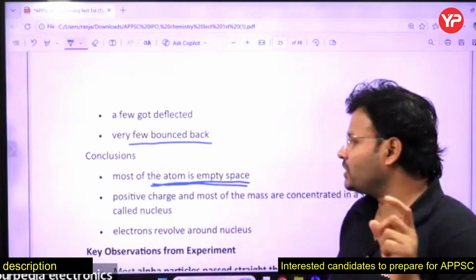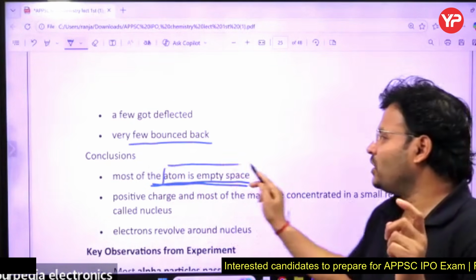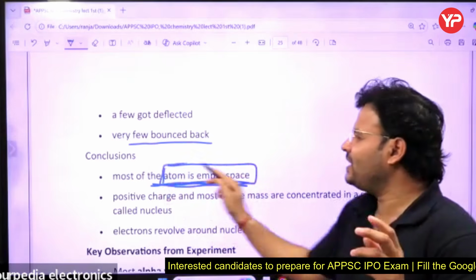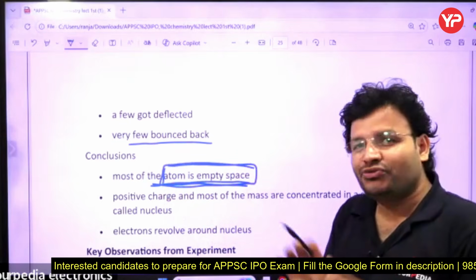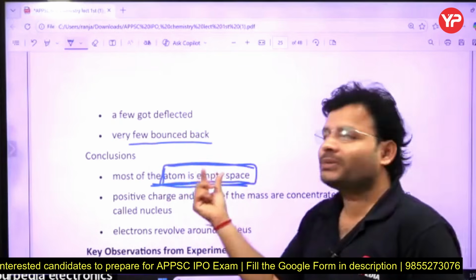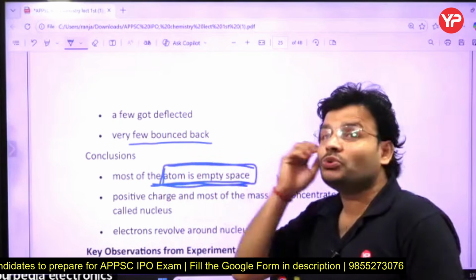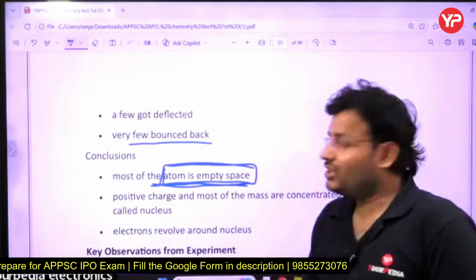That is another important point that has been asked in exams. In every exam some question has been asked. The question is: by which experiment was it found that most of the part of the atom is vacant? That is the gold foil experiment done by Rutherford.